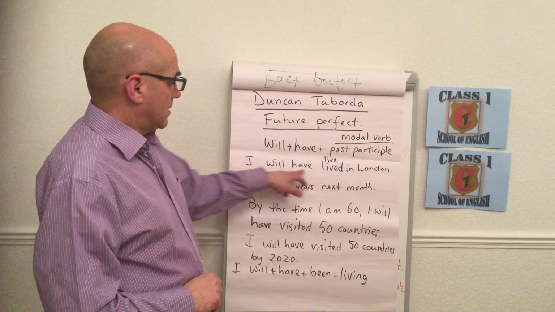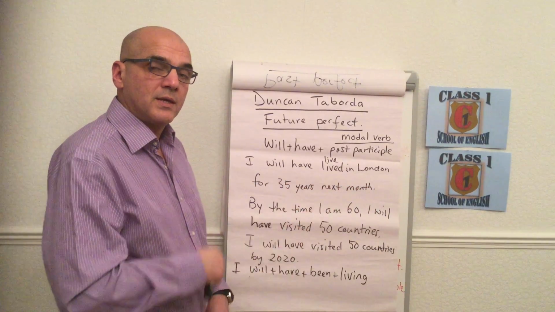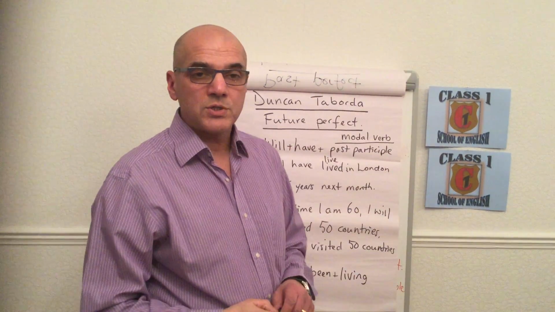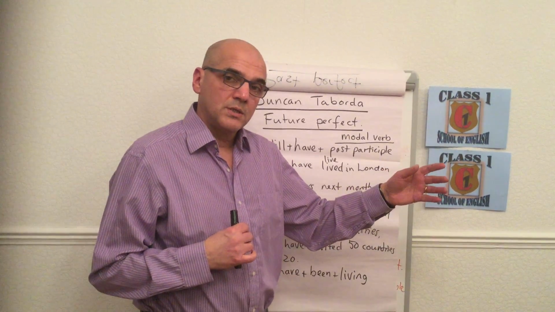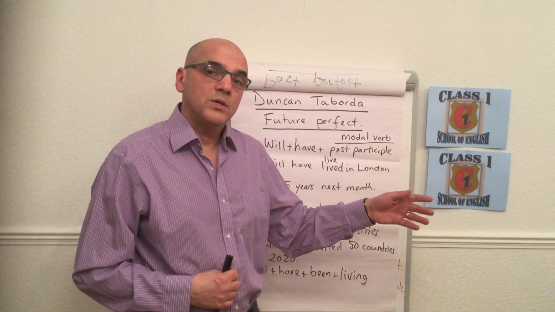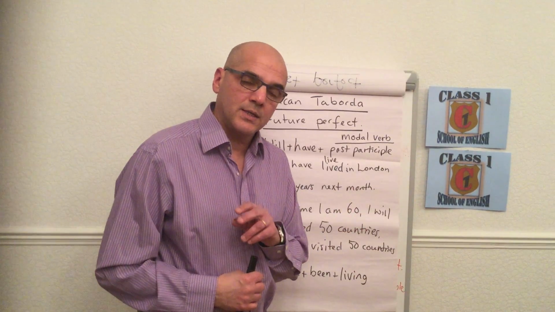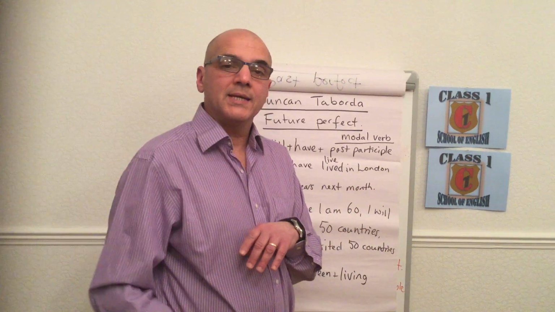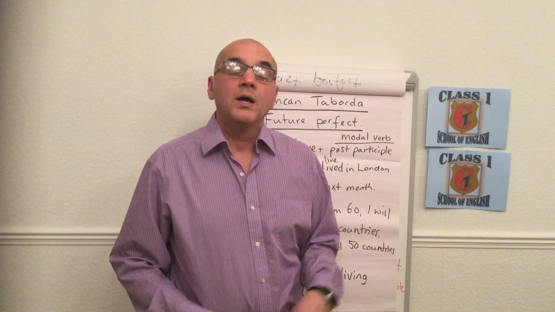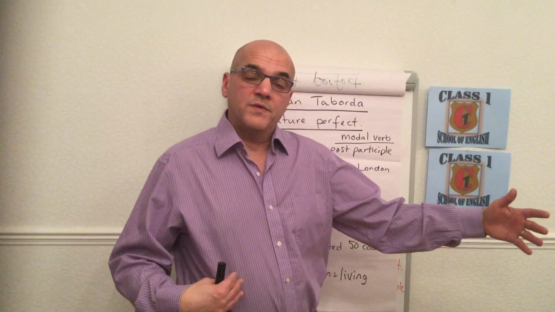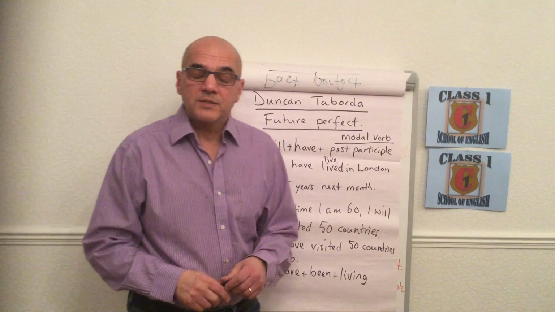And then the example sentences: I will have lived in London for 35 years next month. Whichever thing is going to be the first thing in the future, you use the future perfect. And if it was a continuous action, which was interrupted by something, you can use the future perfect continuous. I will have been living in London. I will have been waiting. By the time this bus comes, I will have been waiting 1 hour. The waiting was the first thing, the bus arriving was the second thing. Okay? I hope this has been of use to you.